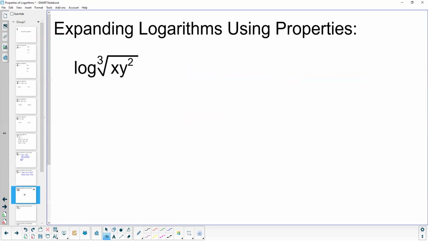Let's take a look at 2 more examples where we're expanding our logarithms using our properties. Now in this case, we have the log of the cubed root of x y squared. Now anytime I see a root in a logarithmic expression, I want to rewrite my root as a rational exponent. The reason why is because we know the power property. We don't know any properties about radicals, but we know that my radicals or my roots can be written as rational exponents. Therefore, we can use our product or power property. So this is really the same thing as the log of xy squared to the power of 1/3.